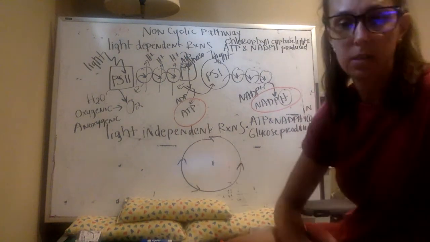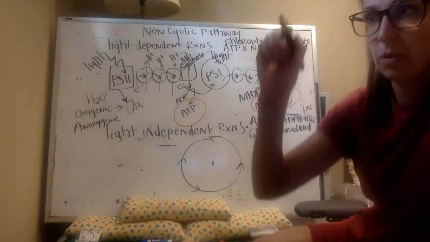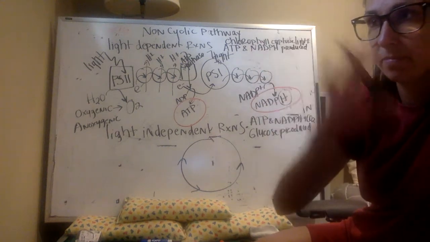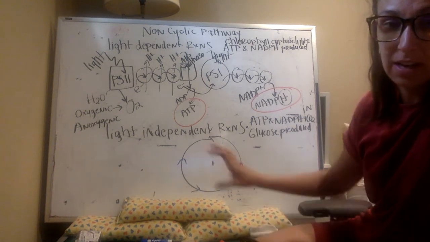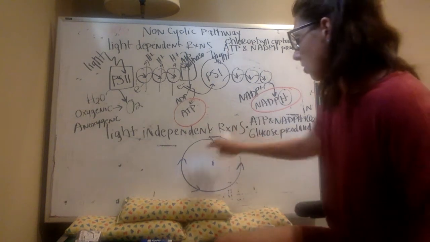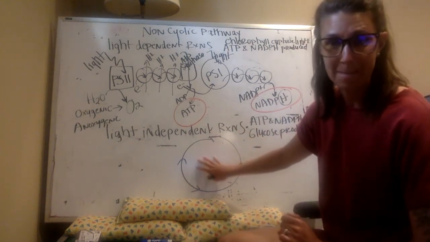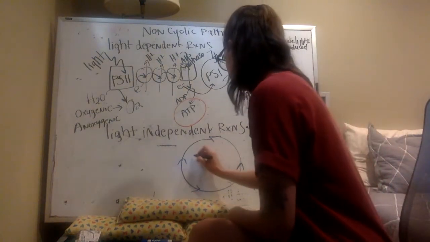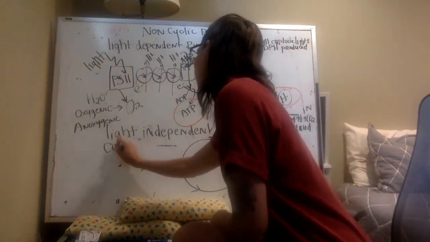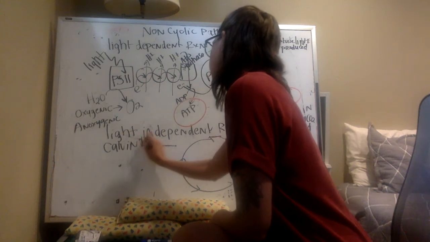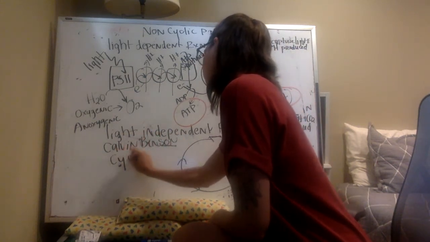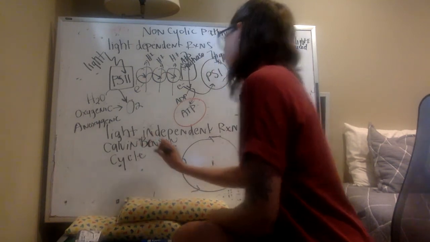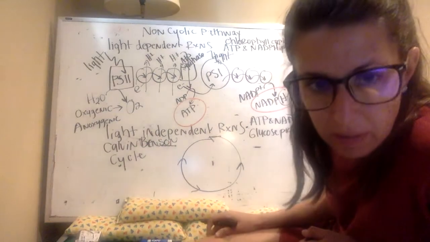Sorry, that's not a good term. I should not call it a cyclic pathway. It's not the cyclic pathway that we will talk about next, but it does work in a cycle. So this is also called the Calvin-Benson cycle.